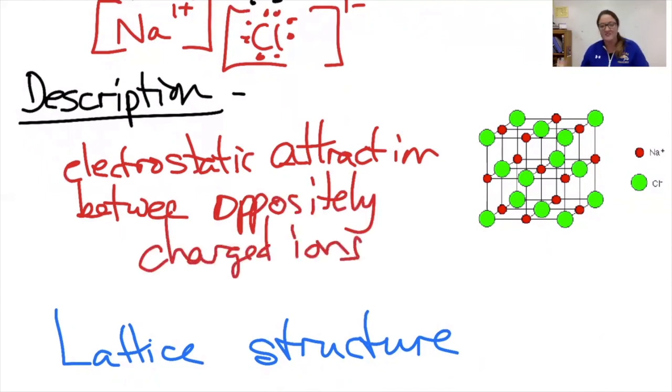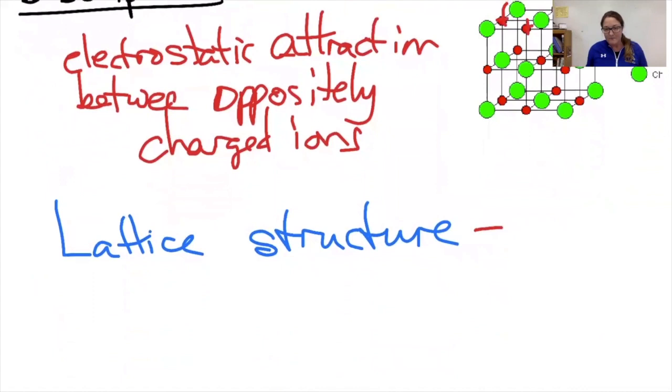When it forms a crystal, we end up with this really large regular pattern of alternating positive and negative ions throughout the whole structure. And a positive sticks to a negative, which sticks to another positive, which sticks to another negative, and it goes on throughout the entire structure. This is called a lattice structure. A lattice is like a framework or a network. And so it's a regular pattern.